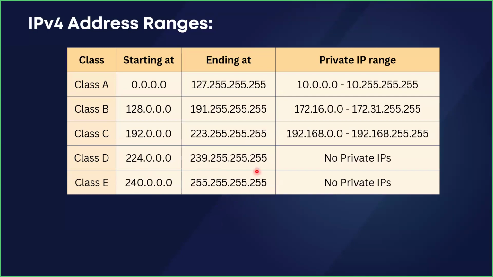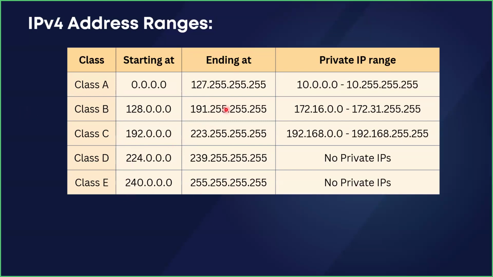Okay. So all you have to remember are only these 4 numbers here: 127, 191, 223, and 239. From these 4 numbers, you automatically get the next range. Class A 0 to 127, Class B 128 to 191, Class C 192 to 223, Class D 224 to 239, and Class E 240 to 255.